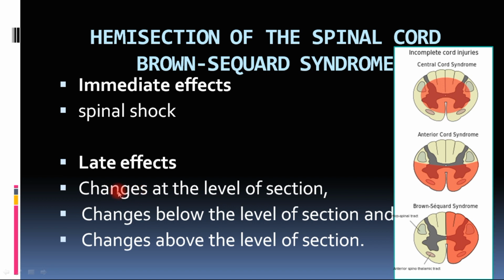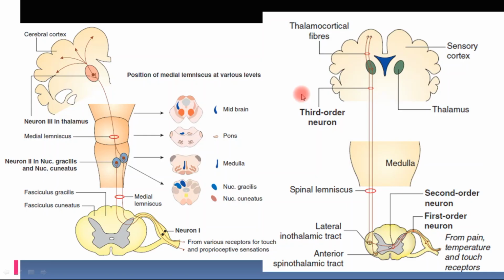and the late effect can be studied under these headings: changes at the level of the section, changes below the level of the section, and changes above the level of the section. Let us have a look at the sensory changes first. We'll look at the sensory changes at the level of the hemisection, below the level of the hemisection, and above the level of the hemisection, and then we will go for the motor changes.